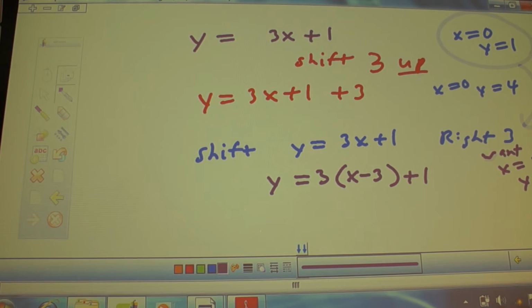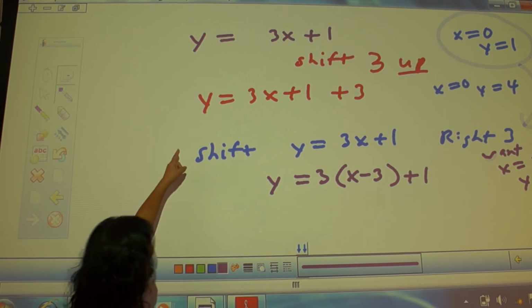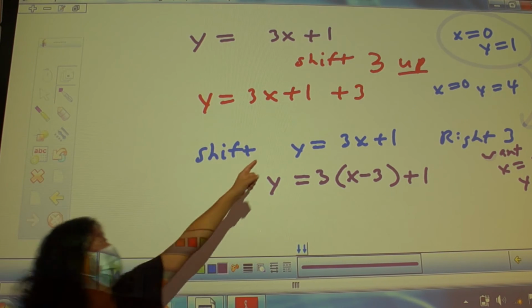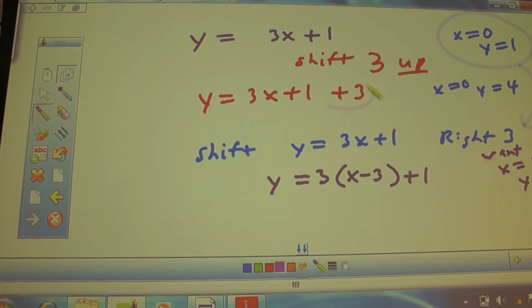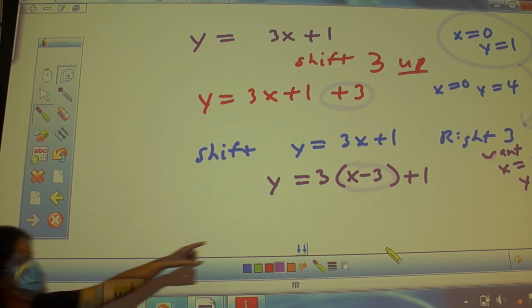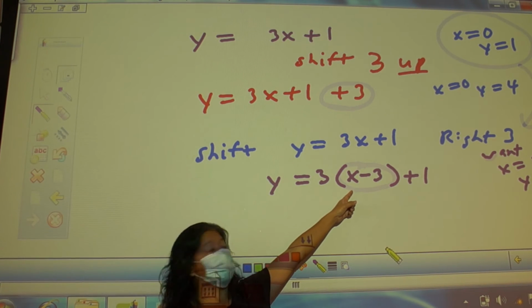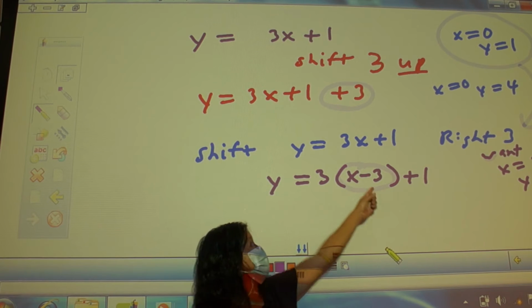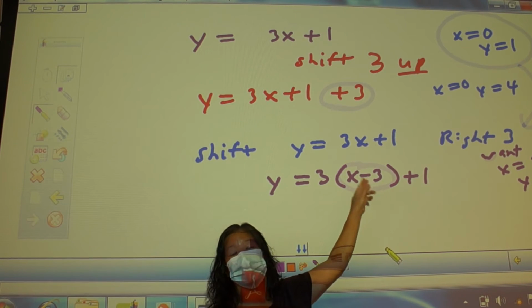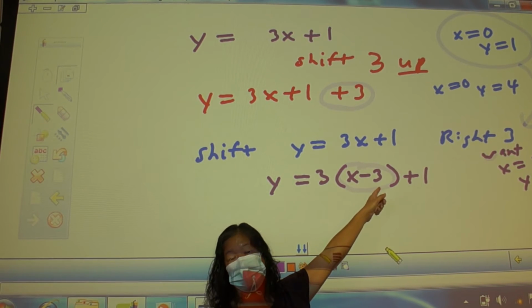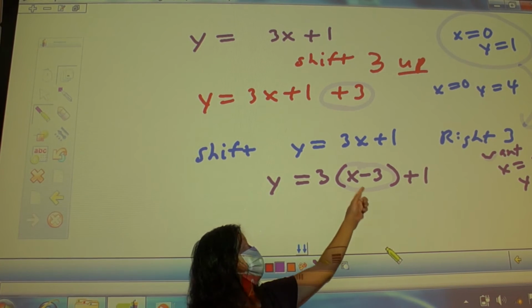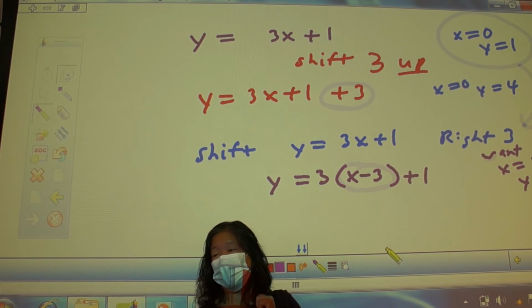So this is how the shifts work. For vertical translation, with the y, you just add it to the end: this minus 3, plus 3. But with horizontal translation, where the x is, you replace it with x minus whatever you want to shift. So if you want to go to the right, you do x minus whatever you want to go to the right. If you want to go left, I do x plus whatever goes to the left.